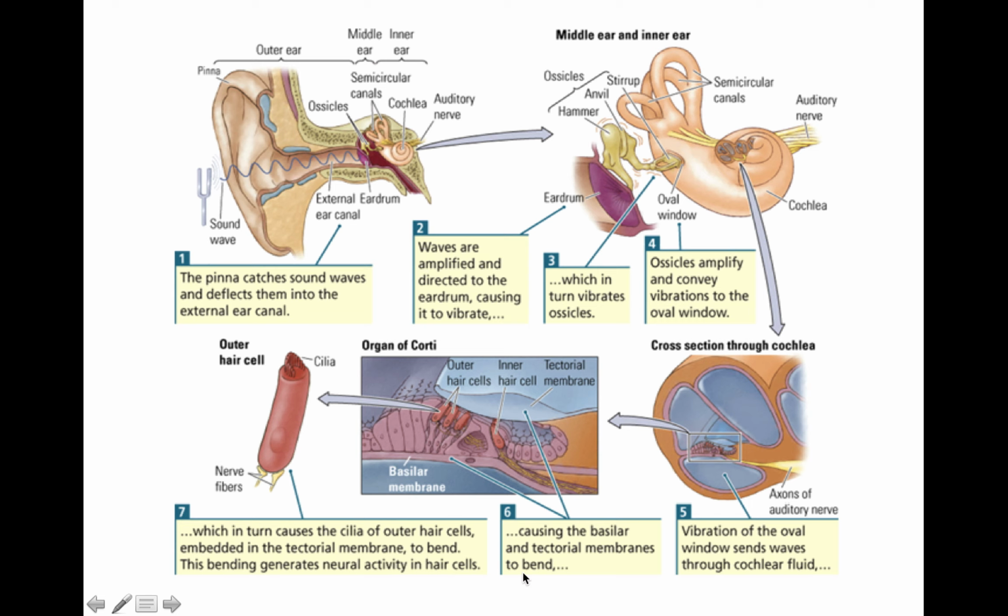When the basilar membrane bends, it causes the cilia of the outer hair cells, which are tiny little hairs on the hair cells, to bend. This bending eventually generates an action potential, or neural activity, in the hair cell. I know that was a lot of information, so feel free to pause the video and look at these images one by one again.